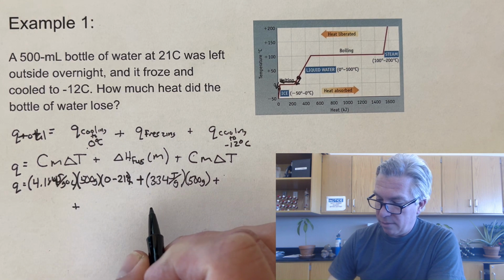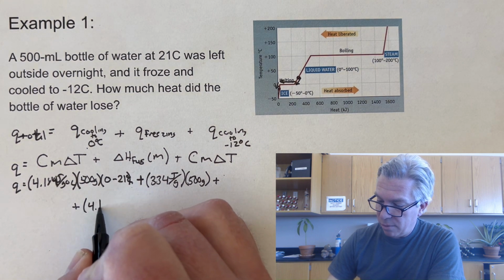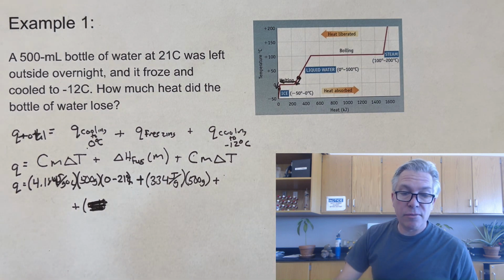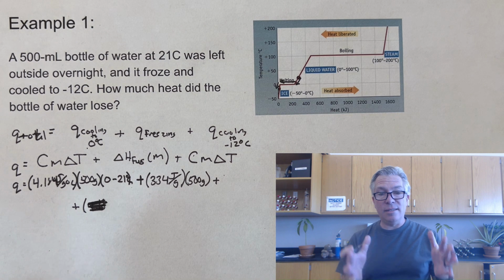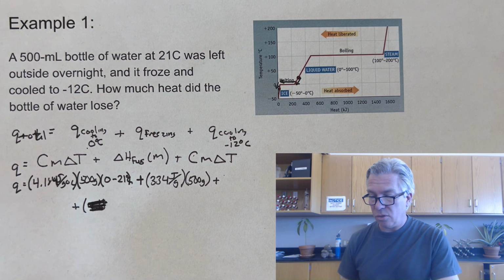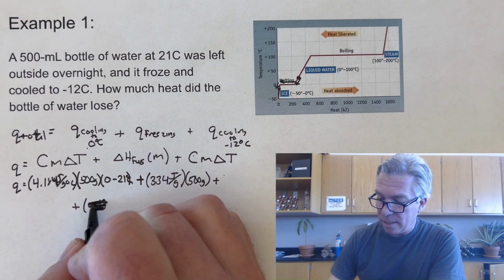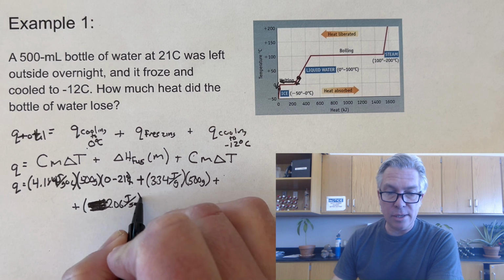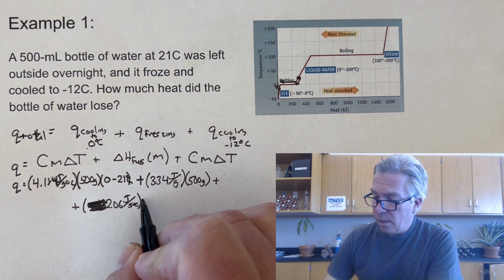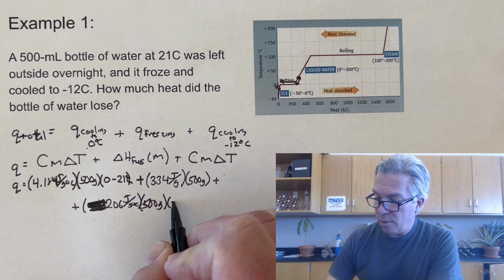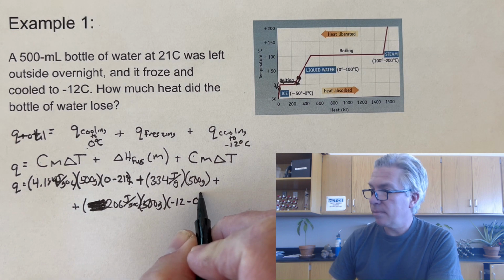And the last part, I'm going to do this down here so I can keep it in the field of view. 4.184, oh, actually, sorry, apologies for that. It turns out, I don't know if you know this, but ice has a different heat capacity than liquid water does. That's just because of the structure of it. It actually has a heat capacity of 2.06 joules per gram degree. You could look that up on the internet. You don't have to memorize that. And the mass is 500 grams. And we're going down to minus 12 from 0.